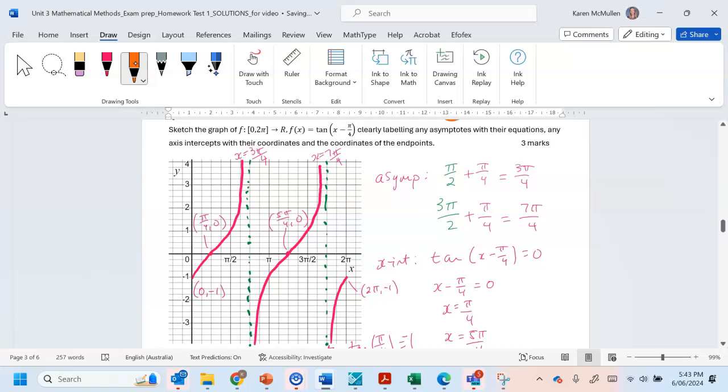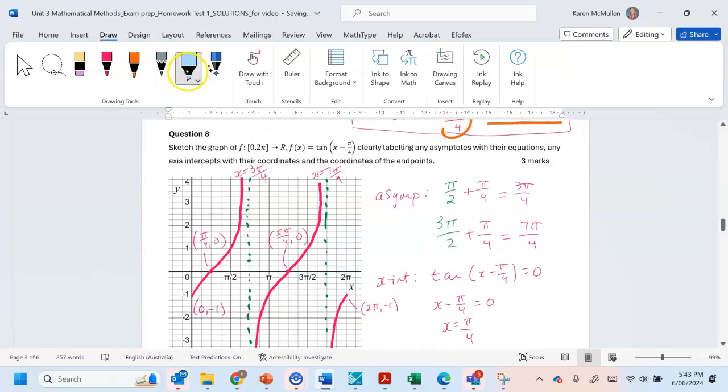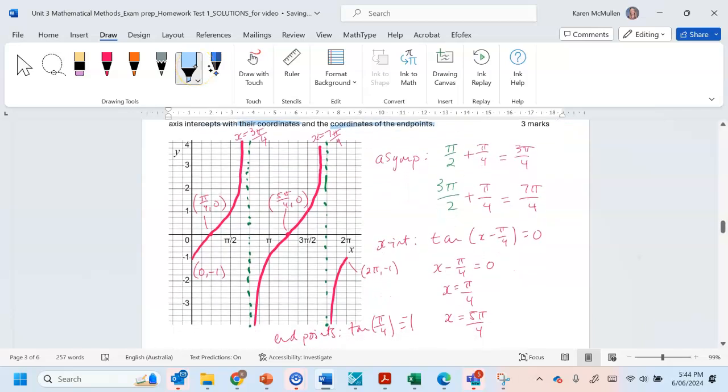All right, question 8. Oh, such an improvement on last week, guys. It was good to see. A lot of you got the correct asymptotes. You got the correct x-intercepts. Some of you didn't label them, which was a little bit annoying because you'll lose marks. It tells you, clearly label your asymptotes, guys, and your axes-intercepts with their coordinates and the coordinates of the endpoints. So the endpoints are probably the trickiest ones.